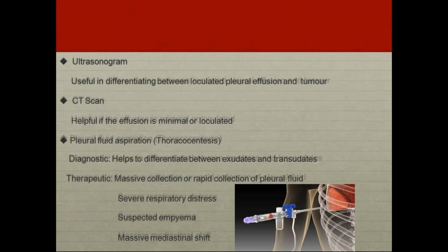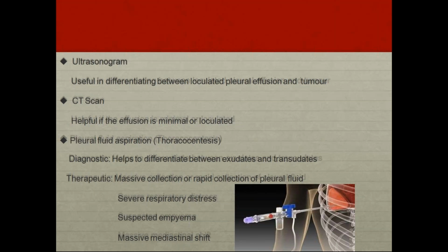So if you're not sure with the chest X-ray, then you can go for chest ultrasound. It is useful in differentiating between loculated effusion and tumors, etc. And you can go even for chest CT scan. It's helpful in some.